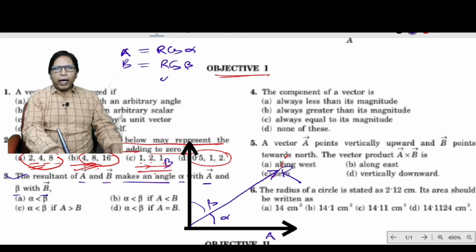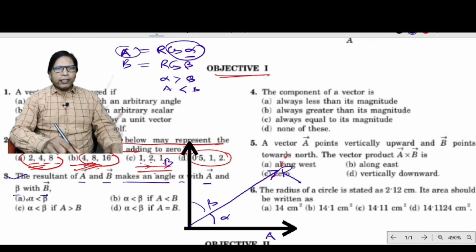So look at this. If alpha is greater than beta, then A is less than B. Because the greater the value of alpha, the smaller the value of cos alpha, so the smaller the value of A. So look at this. This is not correct. This is not correct. This is correct. Okay. Now question number 4.